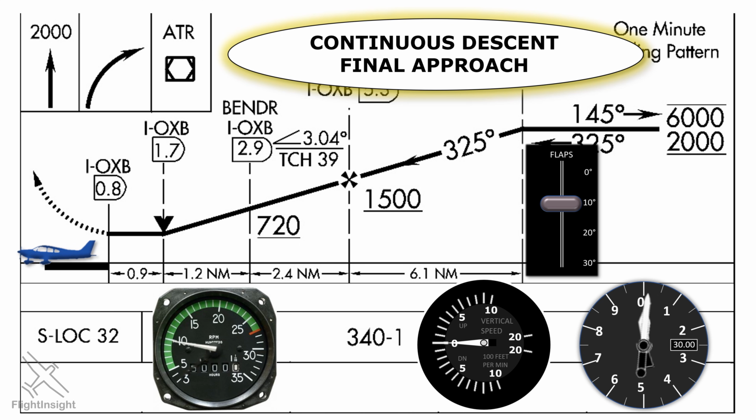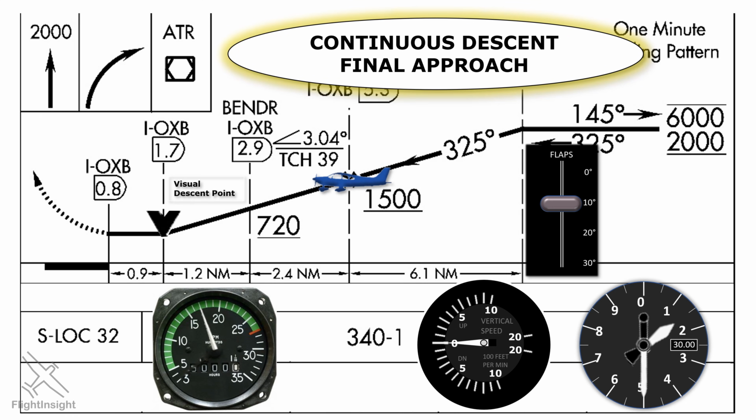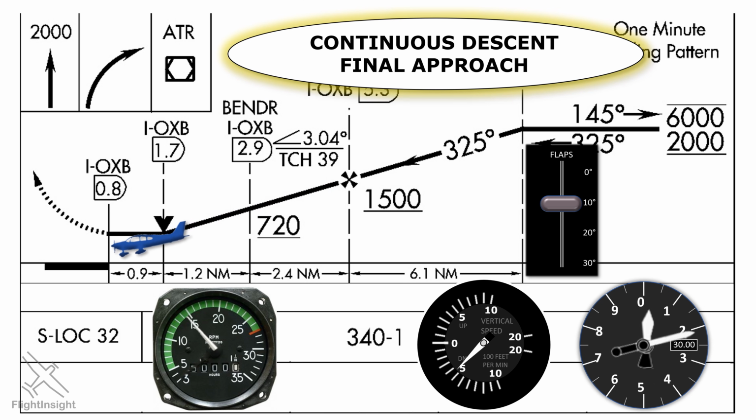Now, if we follow the published descent angle, we should arrive at the MDA around this point here, the visual descent point. This is where a normal descent to land from the MDA can be made. So if we have the runway in sight at this point, we can go ahead and descend to land. If not, however, we shouldn't continue at the MDA any longer, since even if we gain sight of the runway afterwards, we won't be in a position to make a stable landing. We should go missed from here.